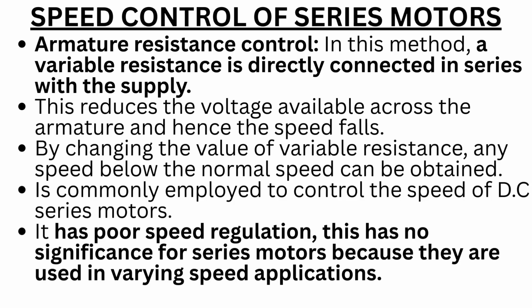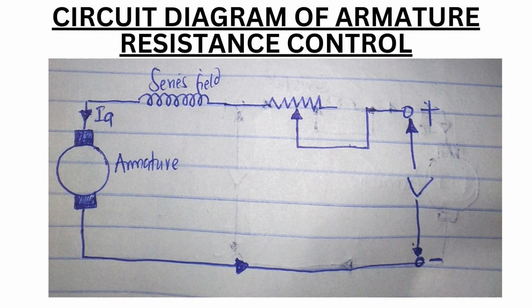Now let us look at armature resistance control. In this method, a variable resistance is directly connected in series with the supply. This reduces the voltage available across the armature and hence the speed falls. By changing the value of the variable resistance, any speed below the normal speed can be obtained. It is commonly employed to control the speed of DC series motors. It has poor speed regulation. This has no significance for series motors because they are used in varying speed applications. The circuit diagram below is of armature resistance control. As is shown, the field rheostat is in series with the supply voltage.